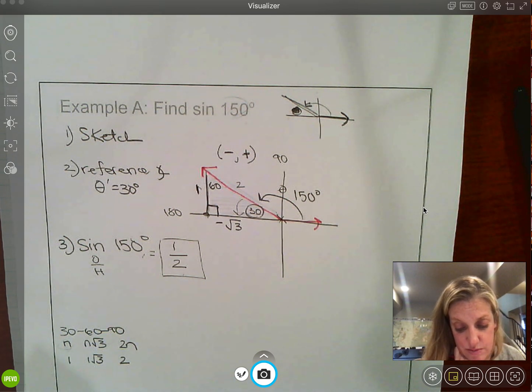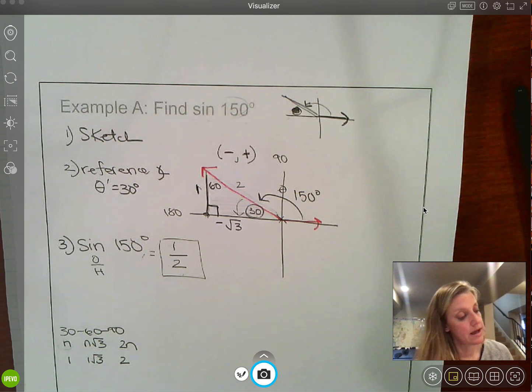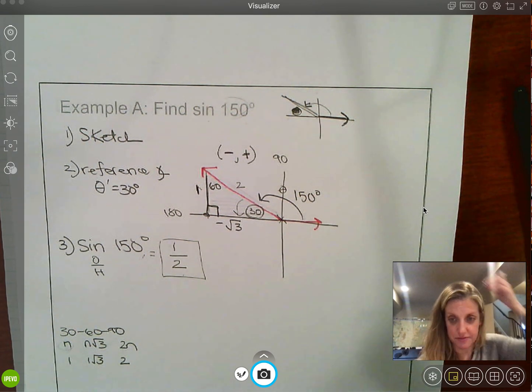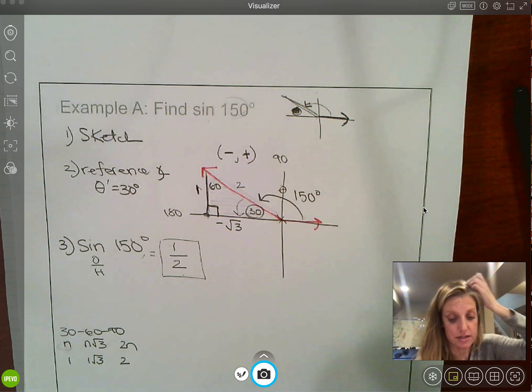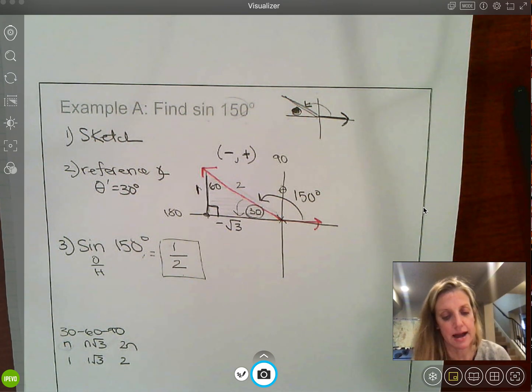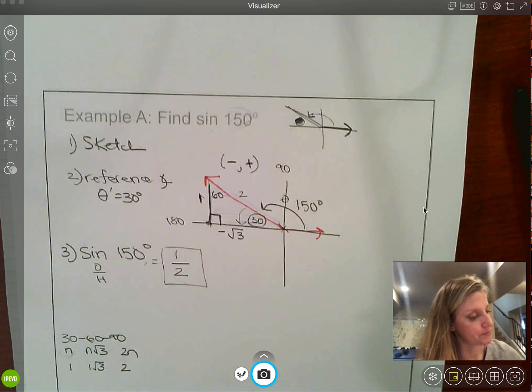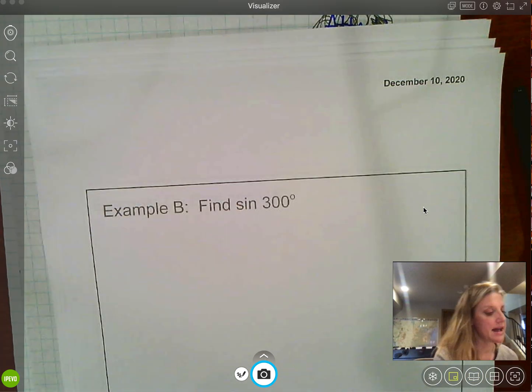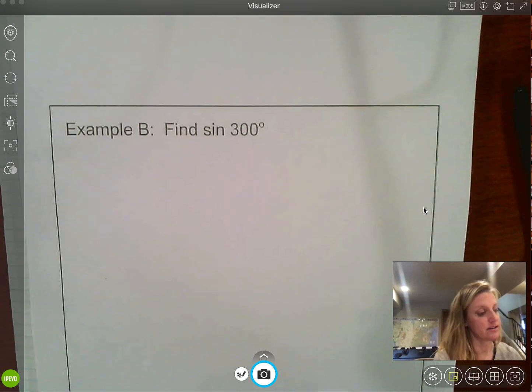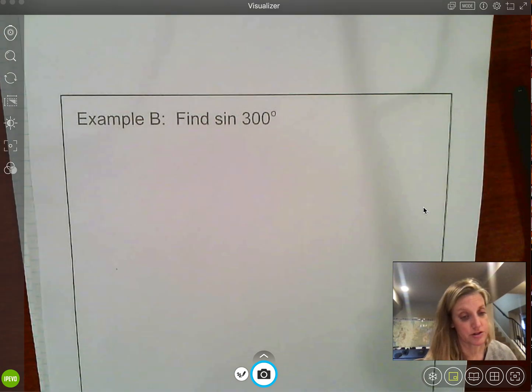I know this seems totally weird, totally new, kind of new trig stuff. I really like it. I think this stuff is really fun, but it can feel tricky until you practice it, just like any math. So let's try another one. Next, we're going to stick with sine, I guess. We're going to find the sine of 300 degrees.